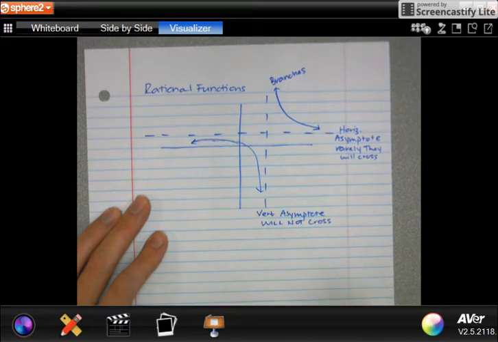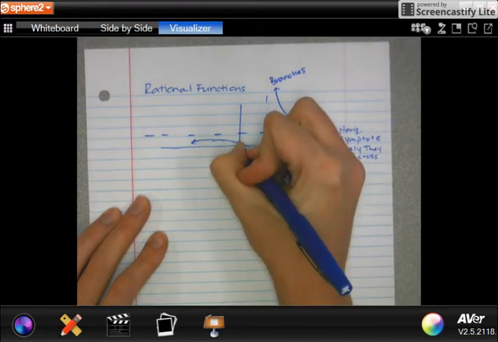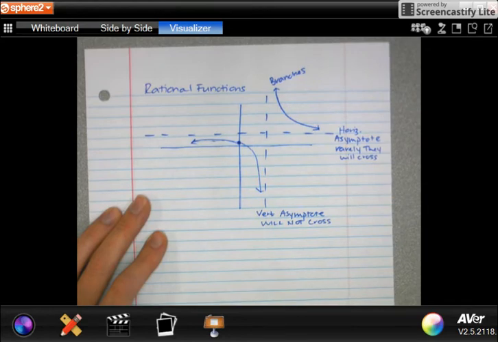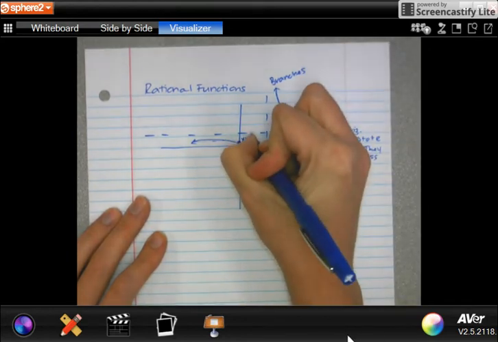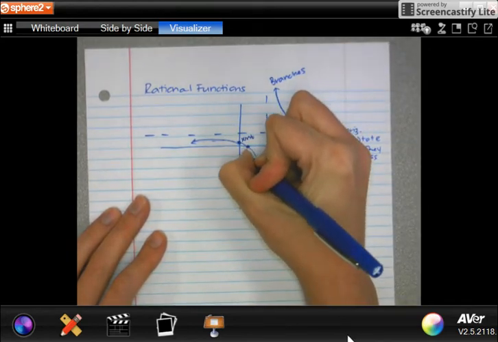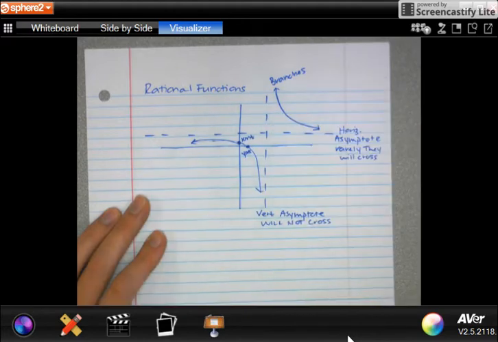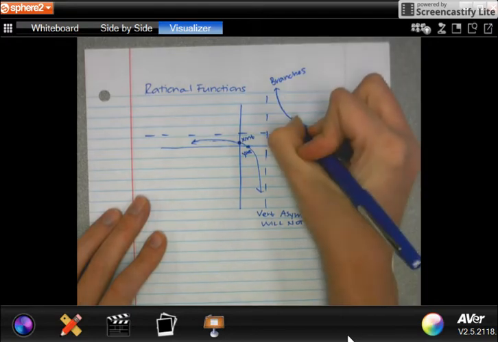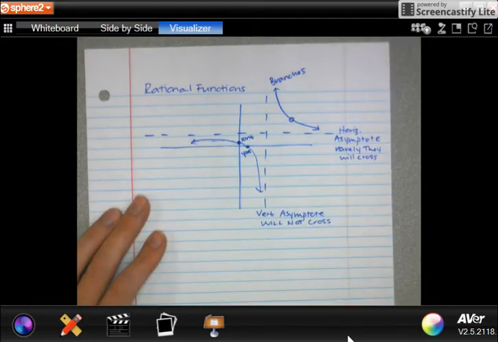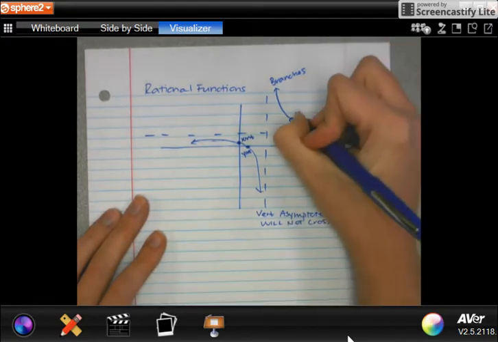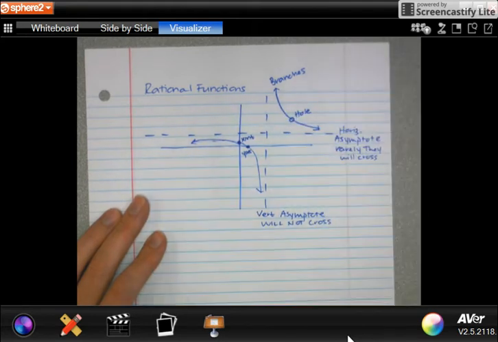Some other things that we have are x-intercepts, y-intercepts. They don't always have x and y intercepts, but they can. And something else that you might see are holes. And what they look like are just open pieces in the graph. So this is what a hole would look like on the graph.